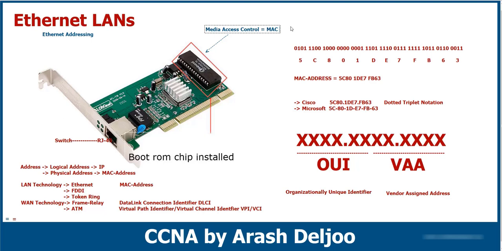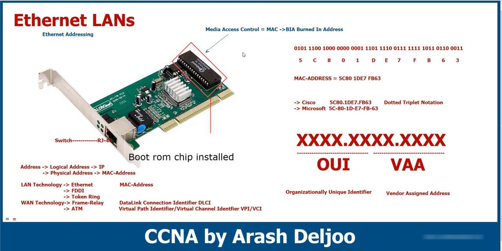See, another name for this address. We call it BIA, or burned-in address. Okay, this means that this is a fixed address. We can't change it, and this address should be unique in all of the world.